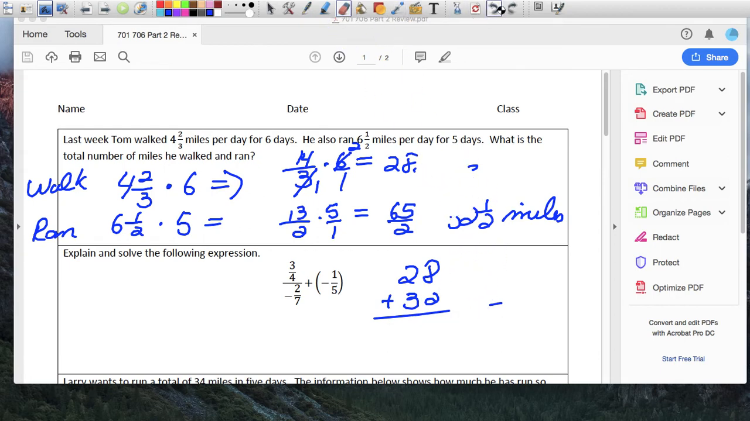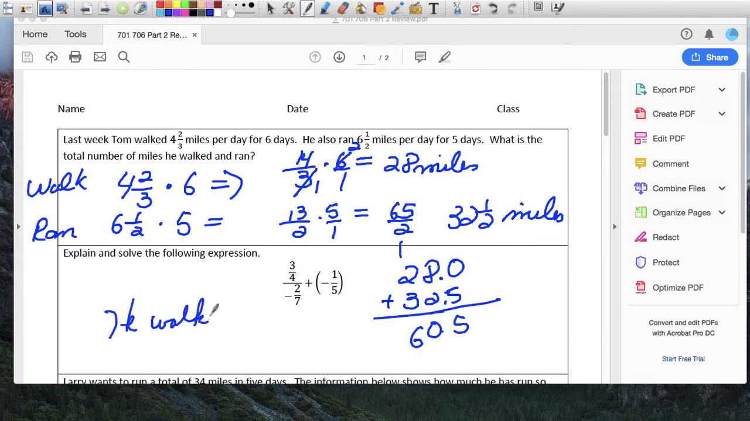Makes my life a little bit easier with decimals, right? So 32.5. That is placeholder 0, so you get 5. 8 and 2 is 10, goes 1, 6. So he walked and ran for a total of, please write that sentence, he walked and ran 60.5 miles in total for that week.